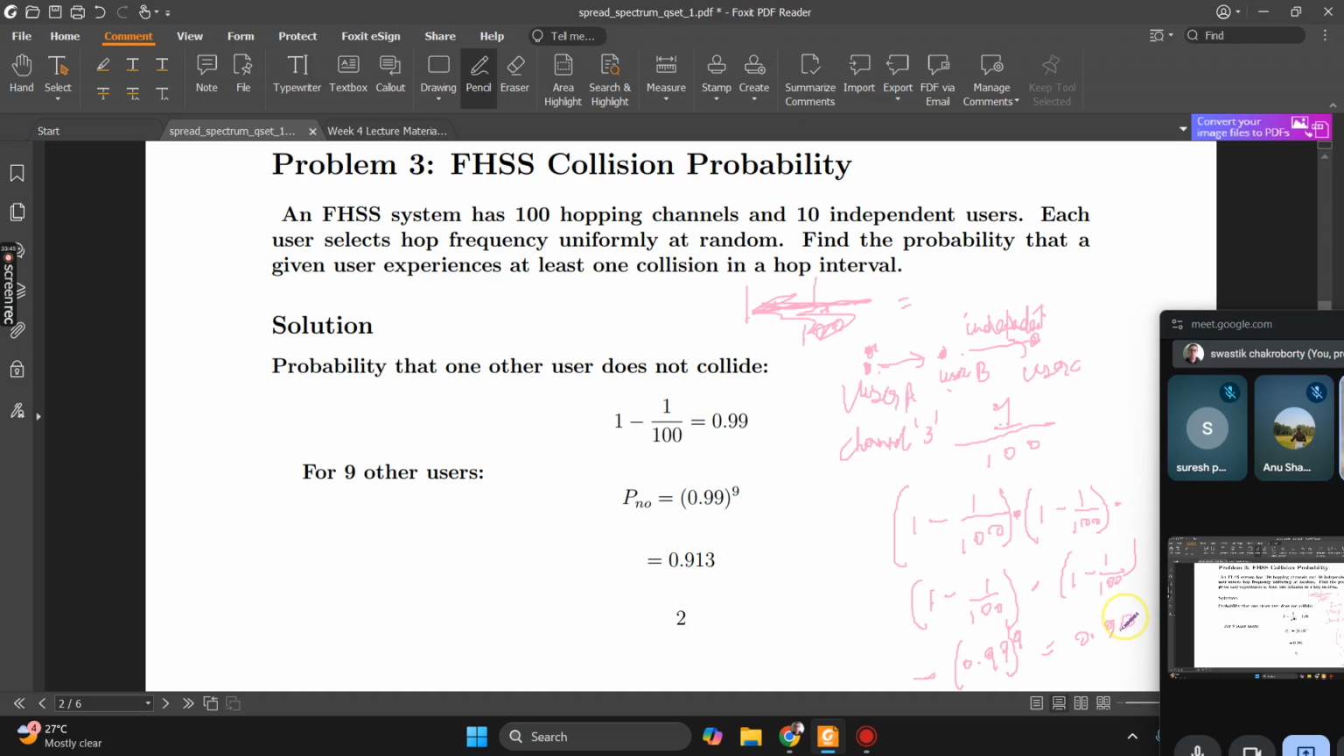Now this is the probability of what? This is the probability of collision avoidance. Right? We are finding the probability of avoiding collision.